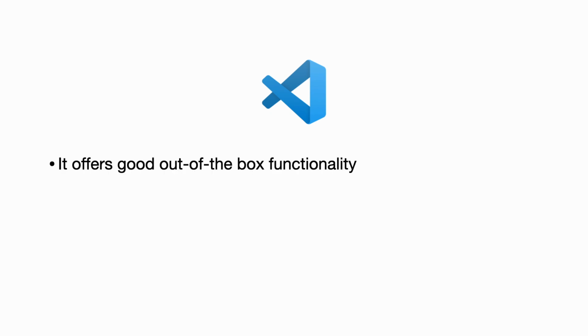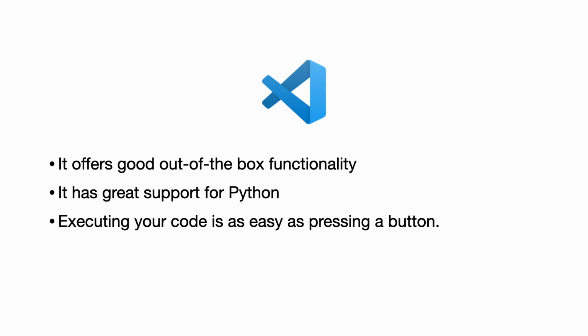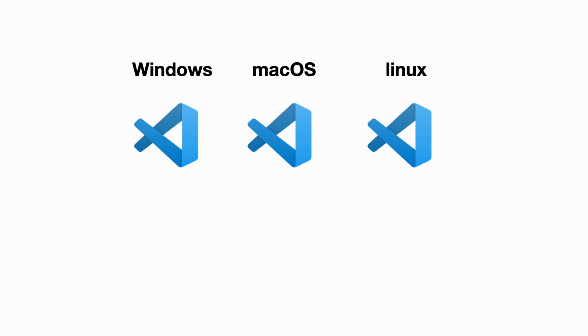It offers good out-of-the-box functionality, and you can add plugins later when you need them. It has great support for Python, and executing your code is as easy as pressing a button. This is great for beginners. So what do you need to get started? Visual Studio Code is free of charge and runs on Windows, macOS, and Linux.